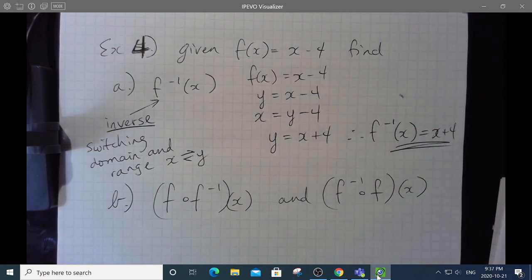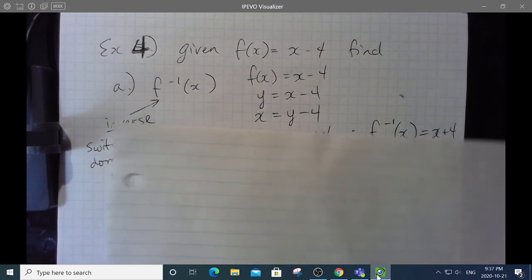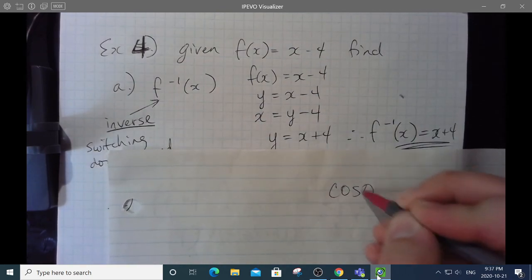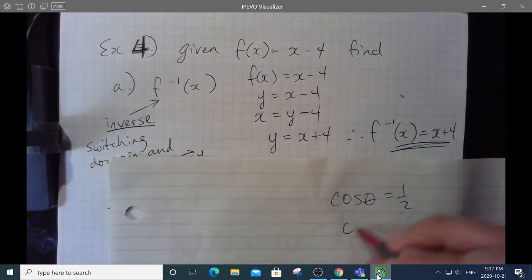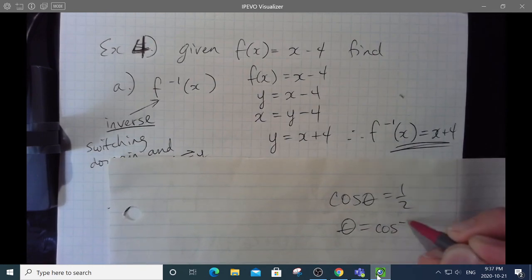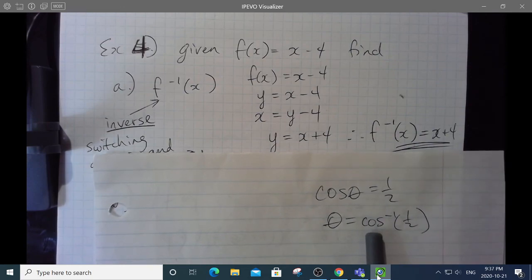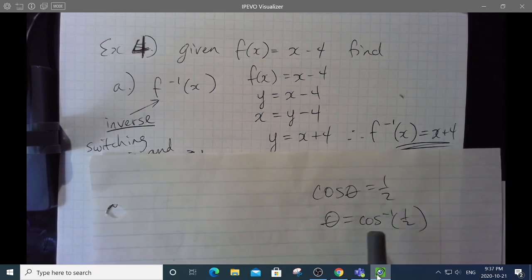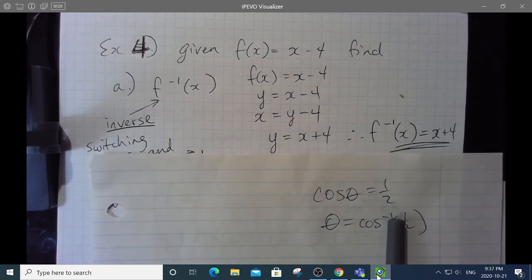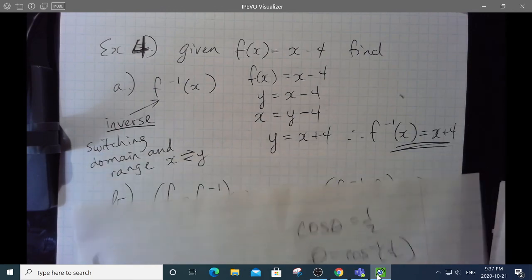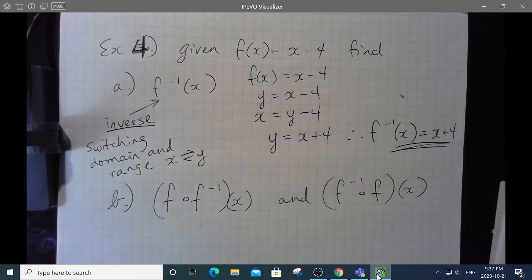Remember, the other place you've seen that is when you had cosine of theta is a half. Theta is the inverse cosine, is what you'd say, of a half. I'm not taking a cosine to the exponent negative 1. Cosine's not a number that I can take to an exponent. That's an inverse operation, an inverse function. So same thing here, inverse function.